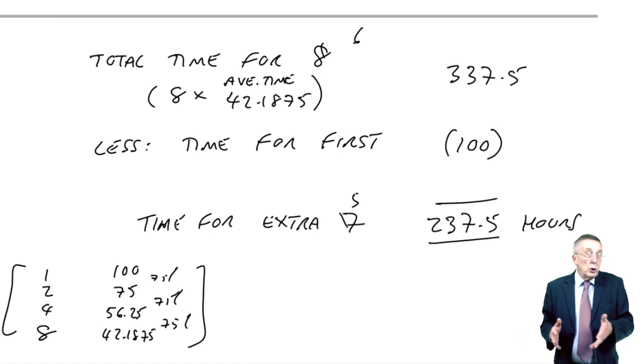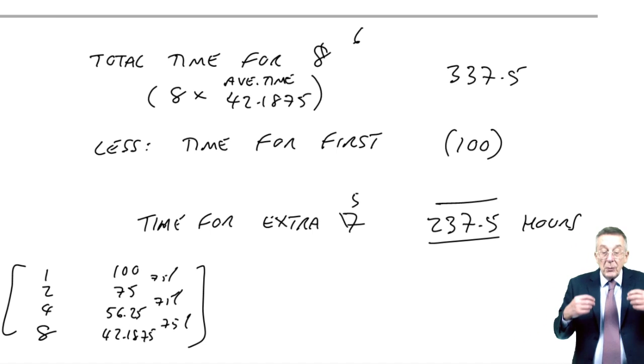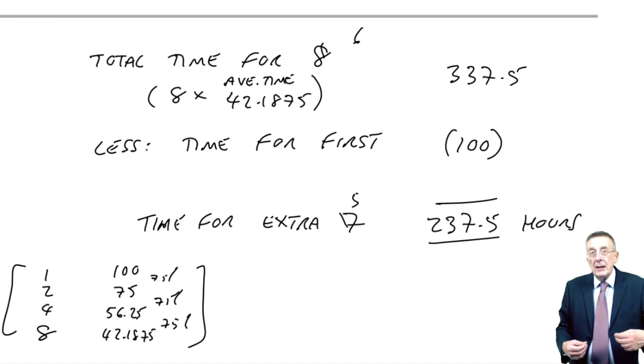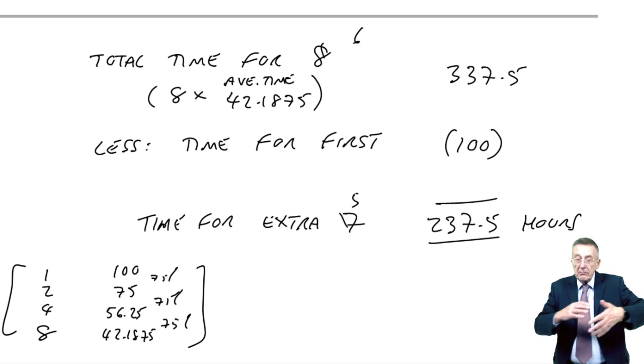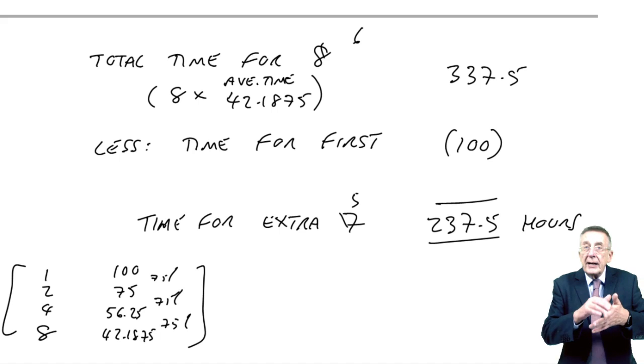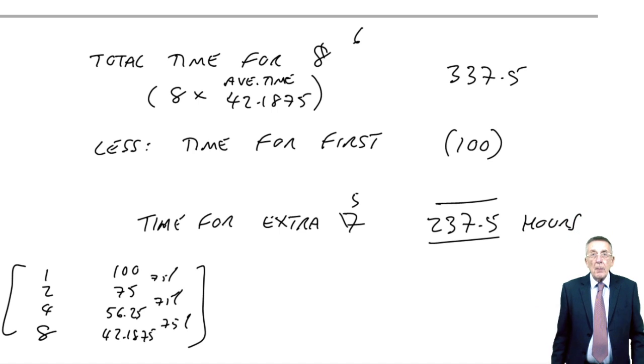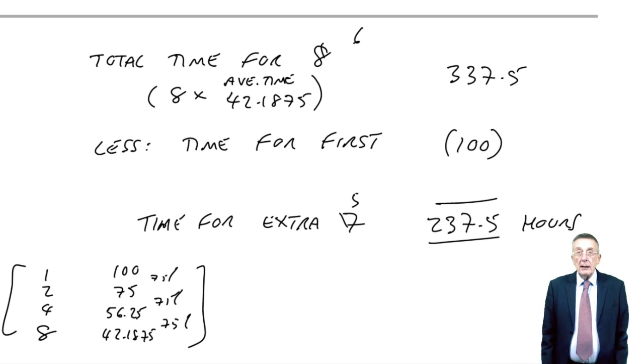Because using the rule, we can only get the average time per unit when we're doubling. So you can do it for 2, 4, 8, 16, 32. But I won't tell you to go that far. But if it keeps doubling, we're okay. But how long for 10? How long for 15? And so on.